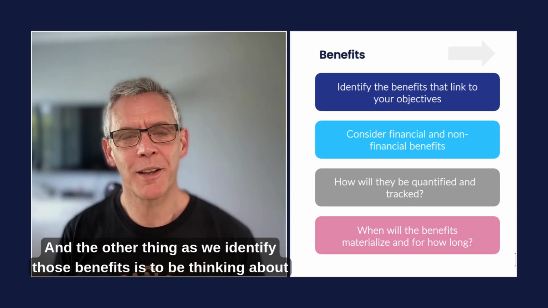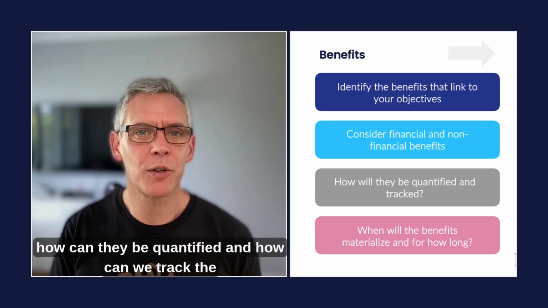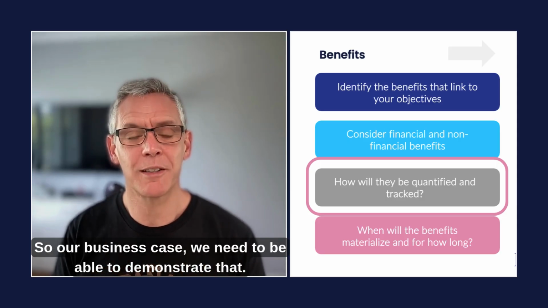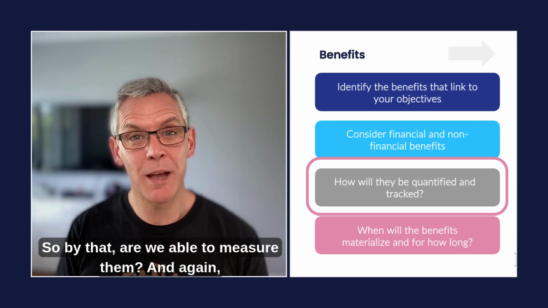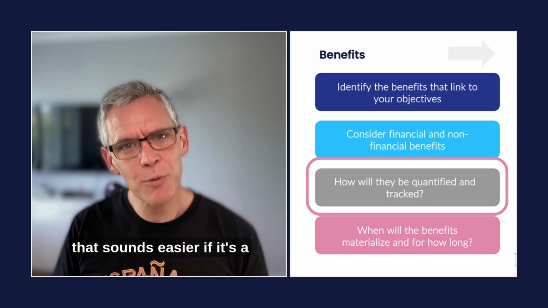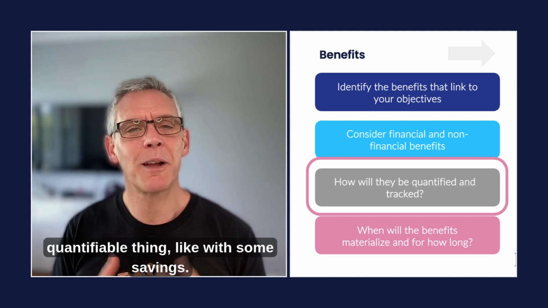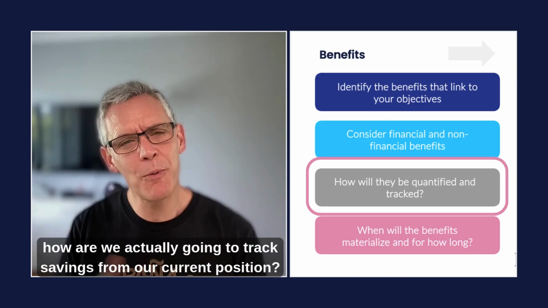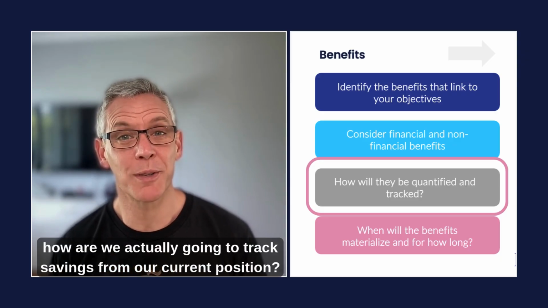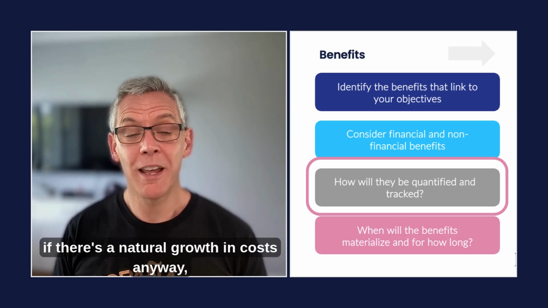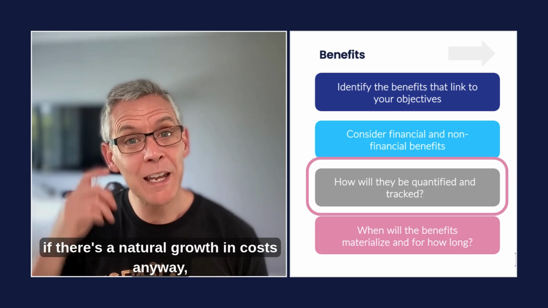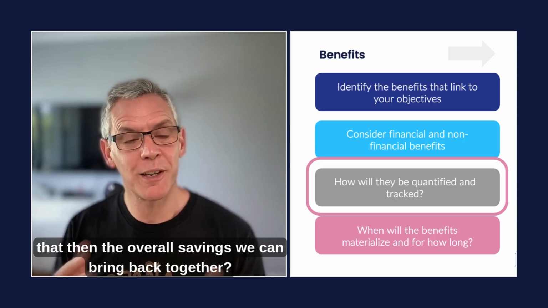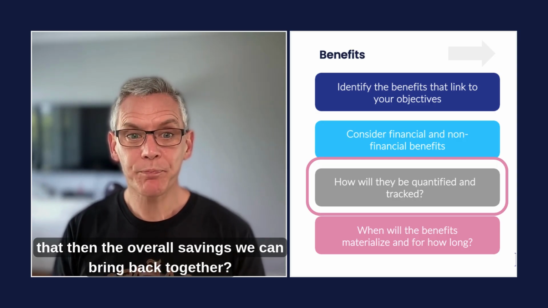And the other thing as we identify those benefits is to be thinking about how they can be quantified and how we can track them for our business case. We need to be able to demonstrate that. So by that, are we able to measure them? Again, that sounds easier if it's a quantifiable thing like savings, but even with savings, we need to understand where we are now. How are we actually going to track savings from our current position? If there's a natural growth in costs anyway, how are we going to track that growth so that we can bring the overall savings back together?